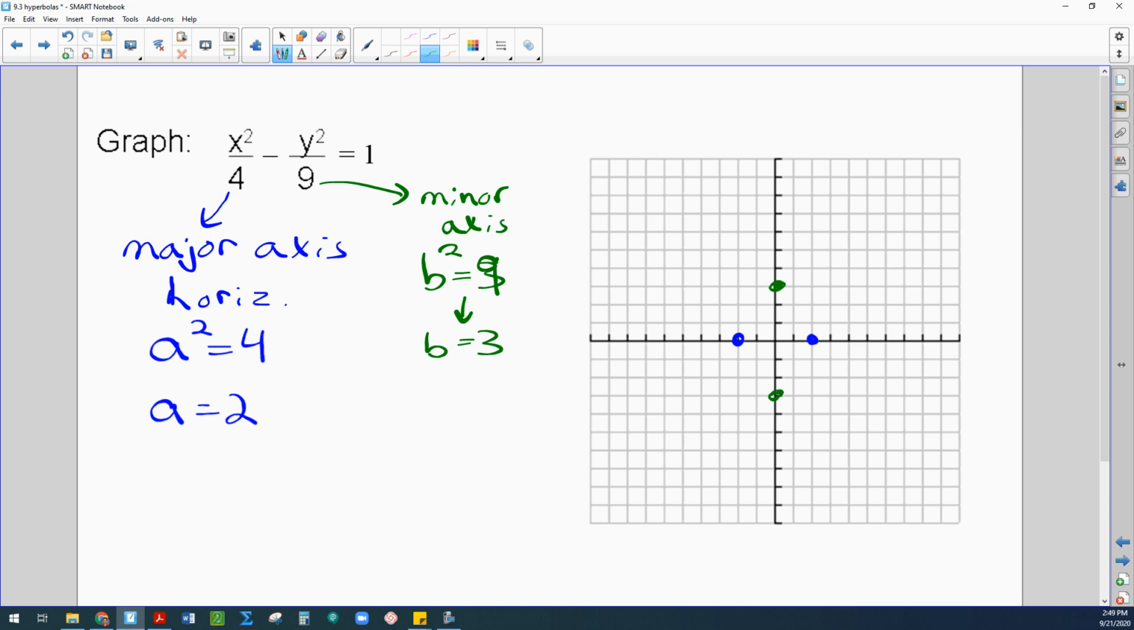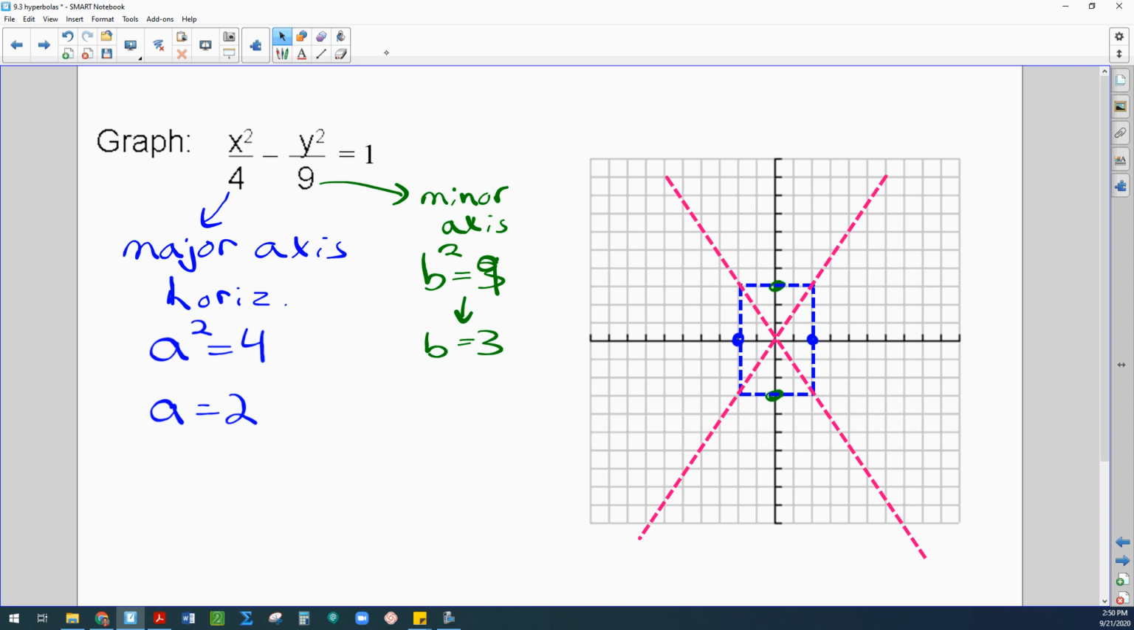And I use those to help me plot my asymptotes. Draw a box containing your vertices and these other points. And then you can use that as a slope for your asymptotes. And when you go to draw the hyperbola, you go from the vertex and you gradually get closer to the asymptote.